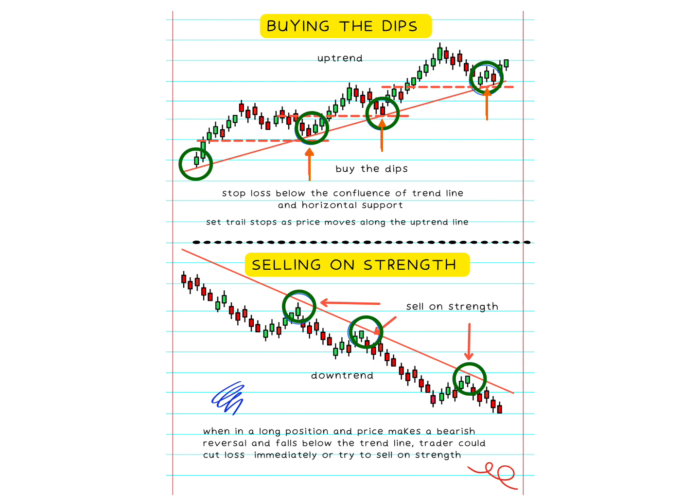This is why it is much easier to trade with a trend. The buying on dip strategy is much easier to implement than the selling on strength strategy. So go with the easy one. Trading doesn't have to be difficult.